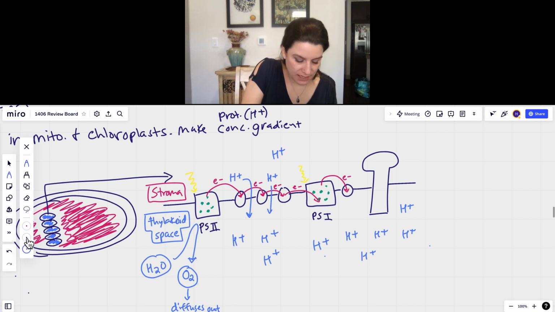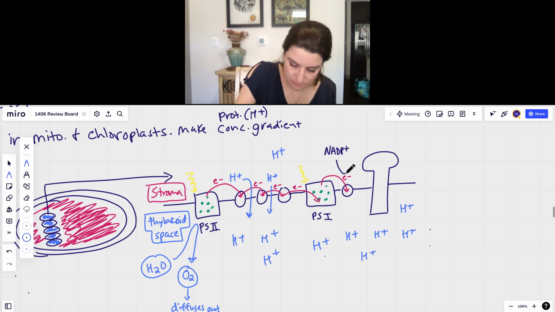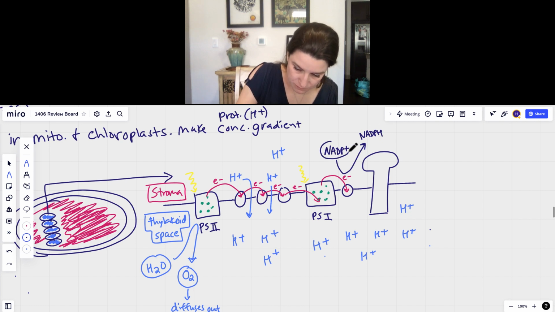What is going to take the electrons away at the end? We have a molecule called NADP+. This is in photosynthesis, so NADP plus. It's going to pick up the electrons and leave as NADPH. That's going to go to the Calvin cycle.